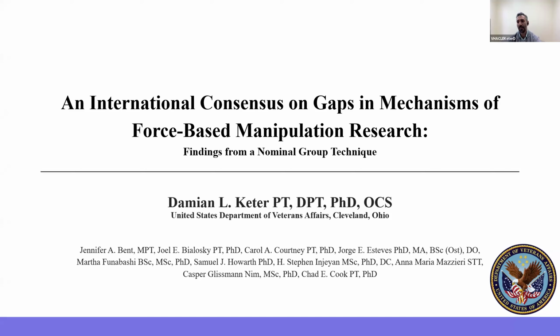So I'm here. First and foremost, thank you for having me on today, and welcome everyone joining from all over the place. We did what's called a nominal group technique to identify gaps in mechanisms research on FBM. I know that technique is not as common as a form of consensus measure, but we'll dive into what we did. The results really help to frame where mechanisms research goes moving forward.